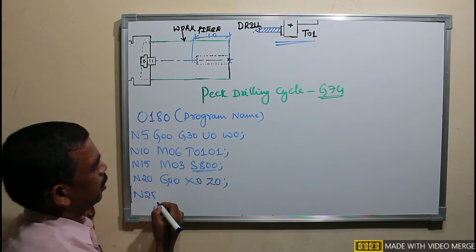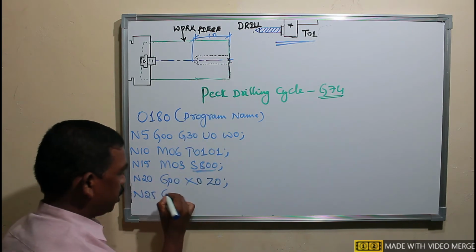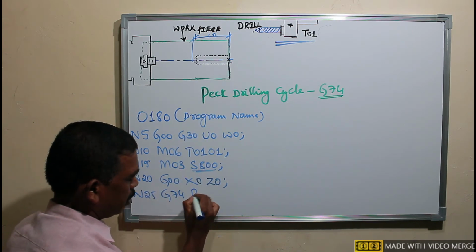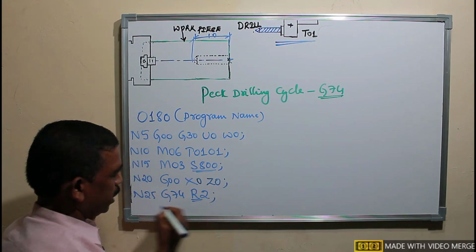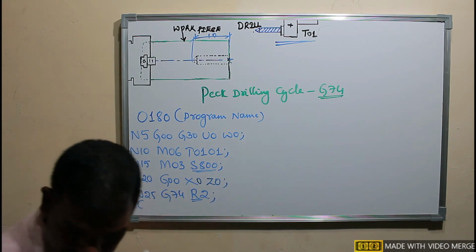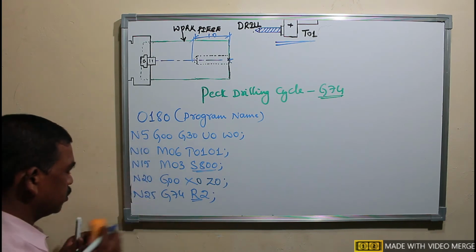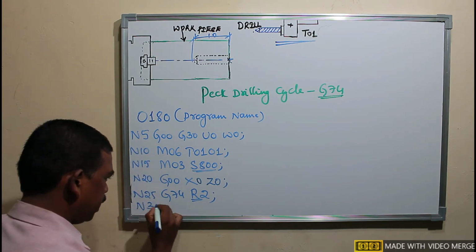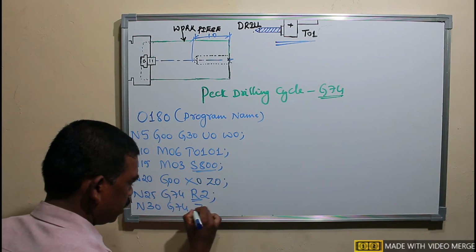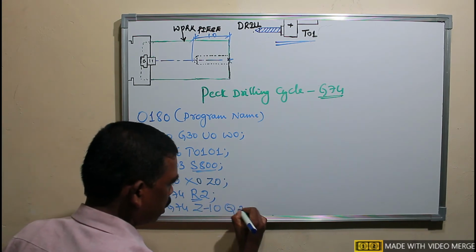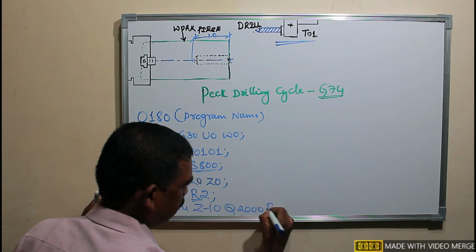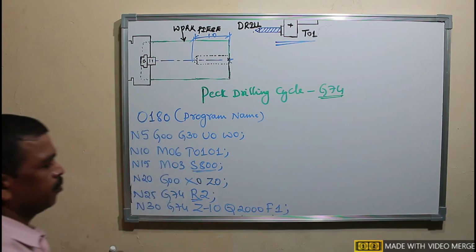And then now we should write G74 and R2. This is the retract value. N30 G74 Z minus 10 mm and Q is 2000 microns and feed is 1 mm.